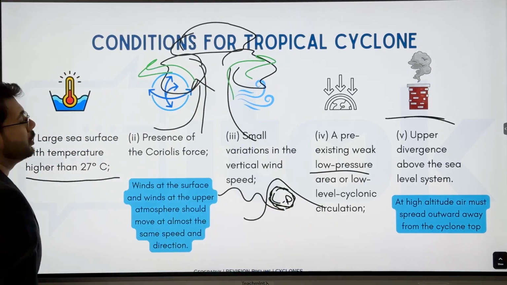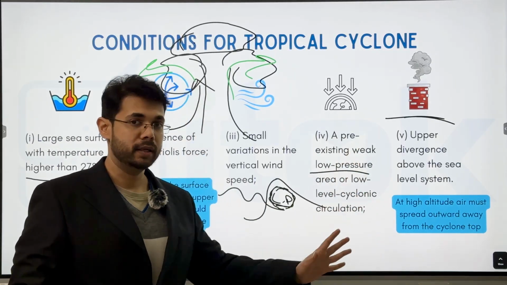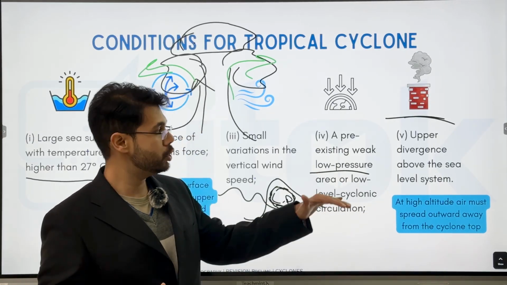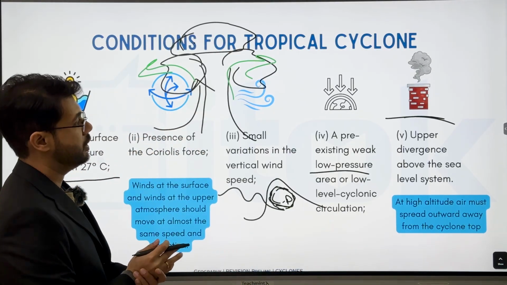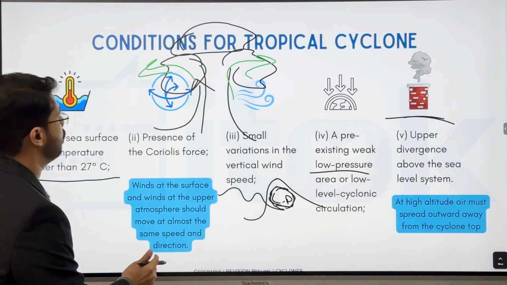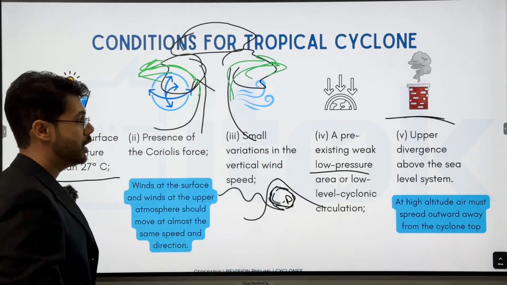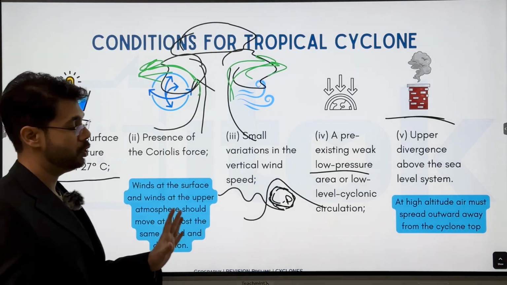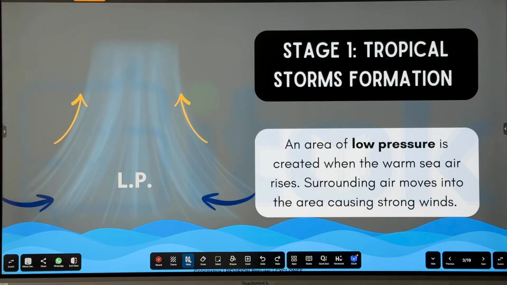They should have an opening to diverge. For example, like a chimney. When the chimney smoke goes up, it spreads across. If there is some blockage from top, then it won't happen. Then the chimney will get over. There will not be any fire remaining. So, at high altitude, air must spread out away from the cyclone top. There should not be anything which is stopping it. So these 4 reasons are given in NCERT. I would like you to go really deep into it, think about it. Geography is all about analytical things and thinking.